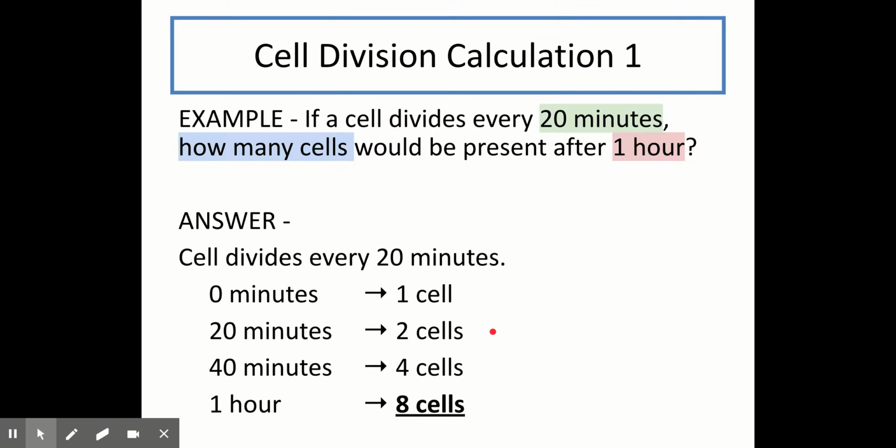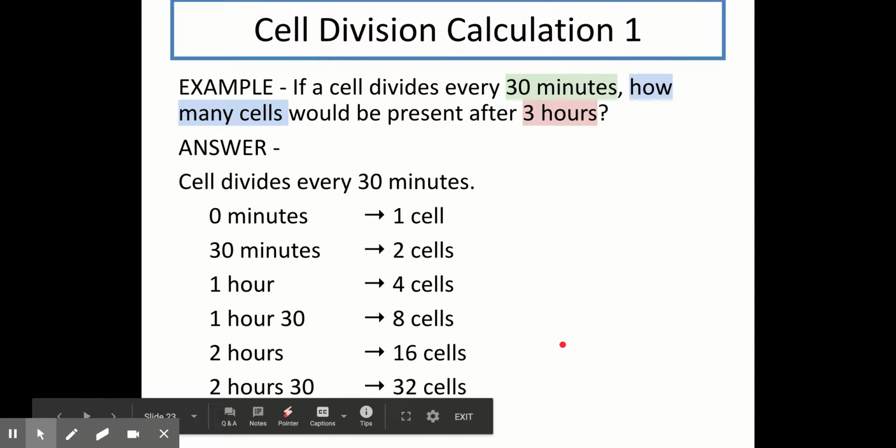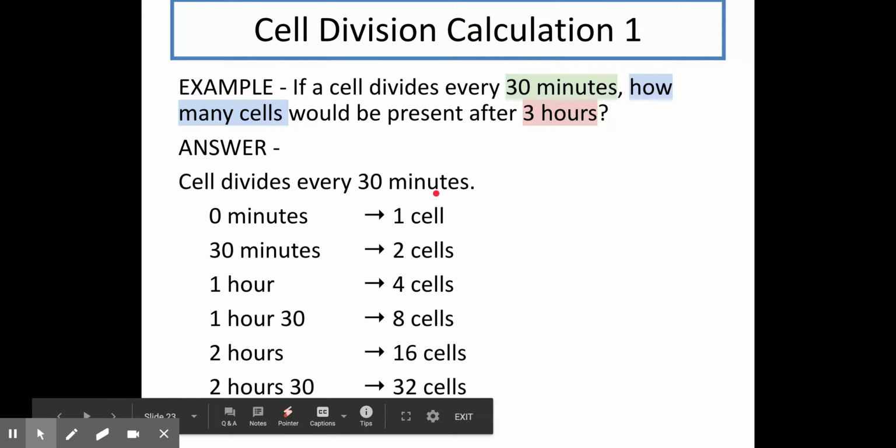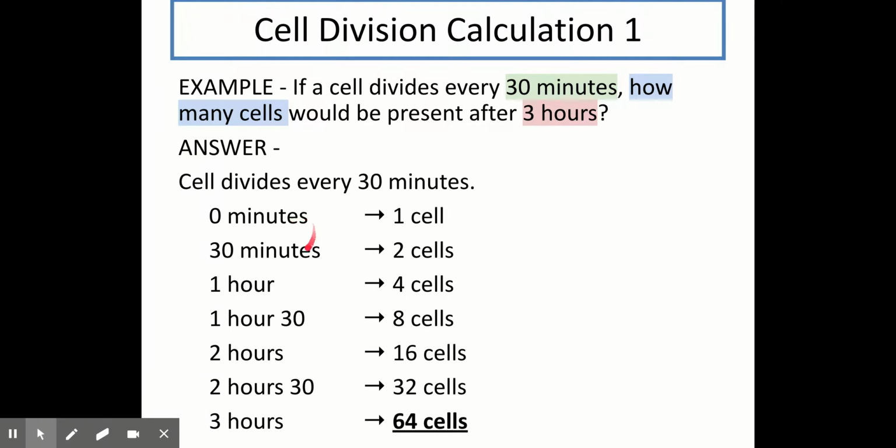So let's try another example of this type. In this example here, it asks, if a cell divides every 30 minutes, how many cells would be present after 3 hours? So it's asking about how many cells again, but the total time has changed, and so has the time when the cells divide. But we still approach this in the same way. So at the top, I note that the cell divides every 30 minutes, and then I start to write in my times. So I always start at 0, and then I go up in 30-minute increments until I get to 3 hours, which is what it was asking about in the question.